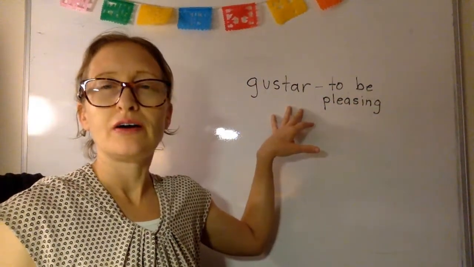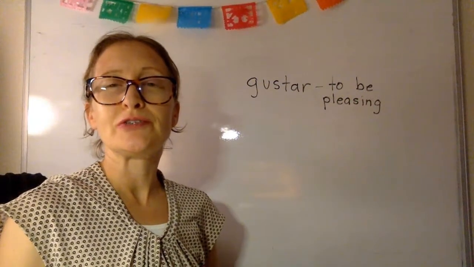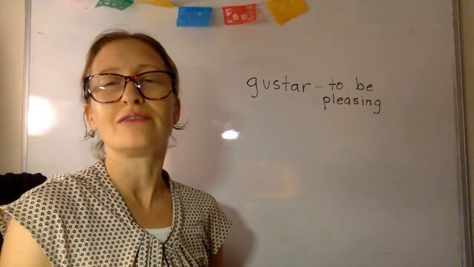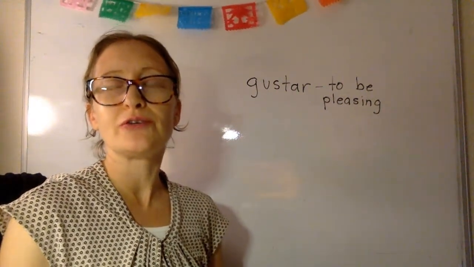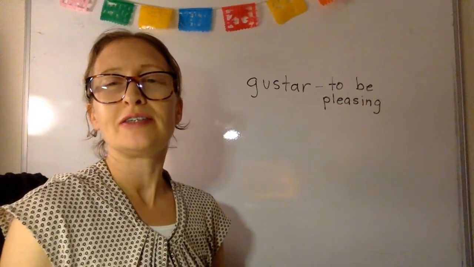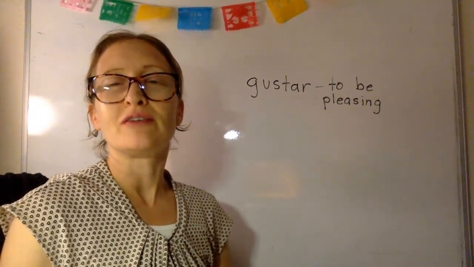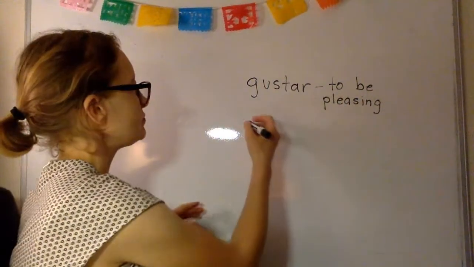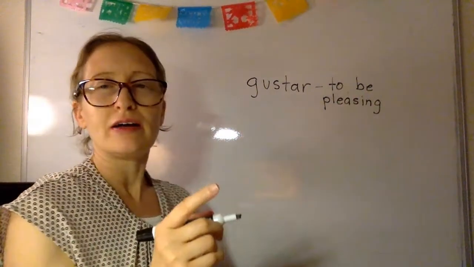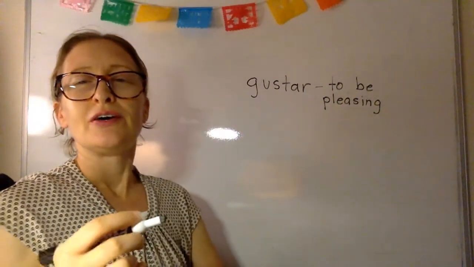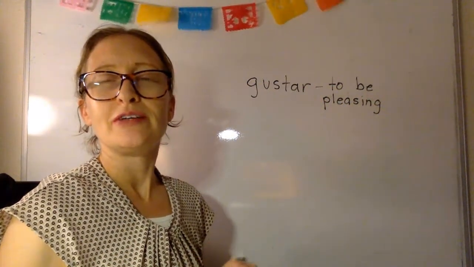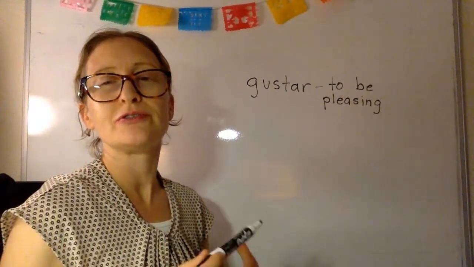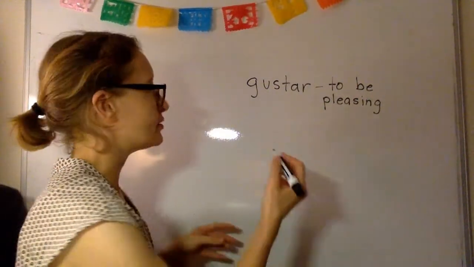Now, when you learn gustar, often your textbook will also teach you verbs that work in a similar way to gustar, and these are called gustar-like verbs. So first, I'll show you how gustar works, and then I'll show you how the verbs that are like gustar work and what some of those additional verbs are. To use gustar and other similar verbs, you also need to know your indirect object pronouns, because gustar and other similar verbs are often used along with these indirect object pronouns.